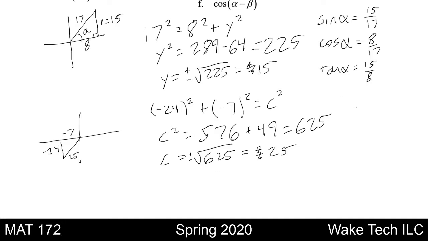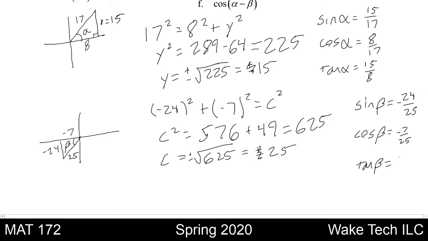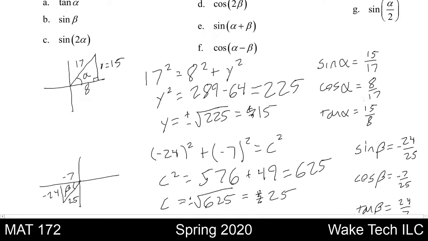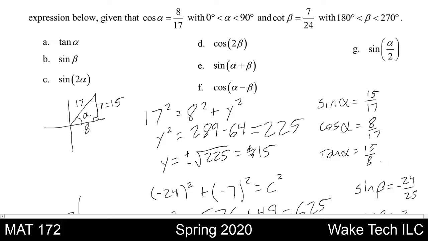All right, and again, we can create some formulas out of these. So sine beta this time, and note that our angle beta is right here. Sine of beta is opposite over hypotenuse, which is negative 24/25. Cosine beta is adjacent over hypotenuse, so negative 7/25. And tangent of beta is opposite over adjacent, so it is 24/7, which makes sense given that cotangent of beta is 7/24.